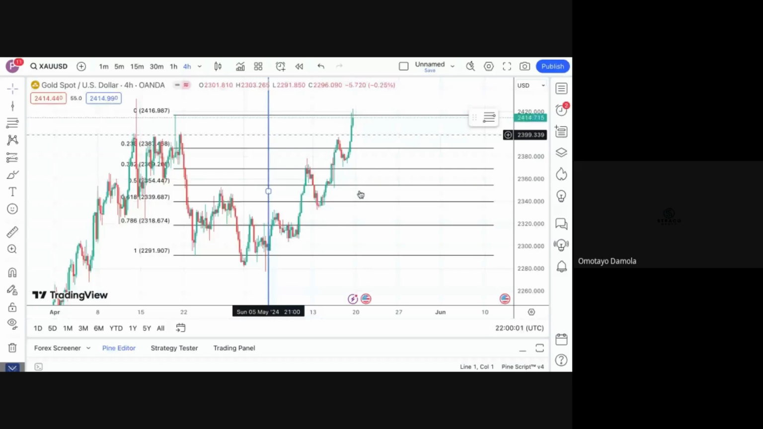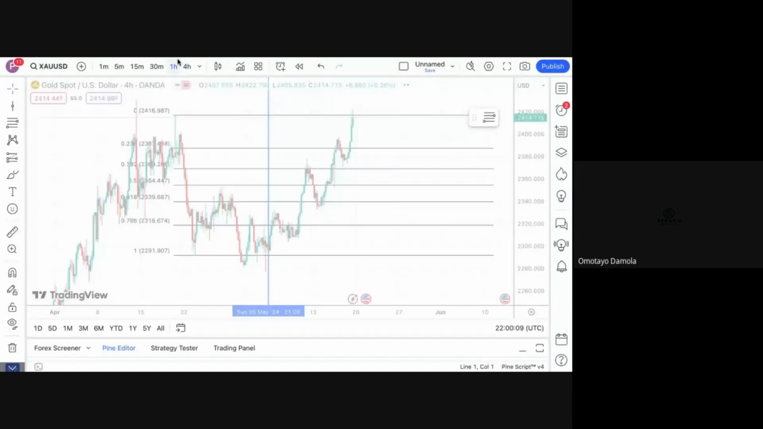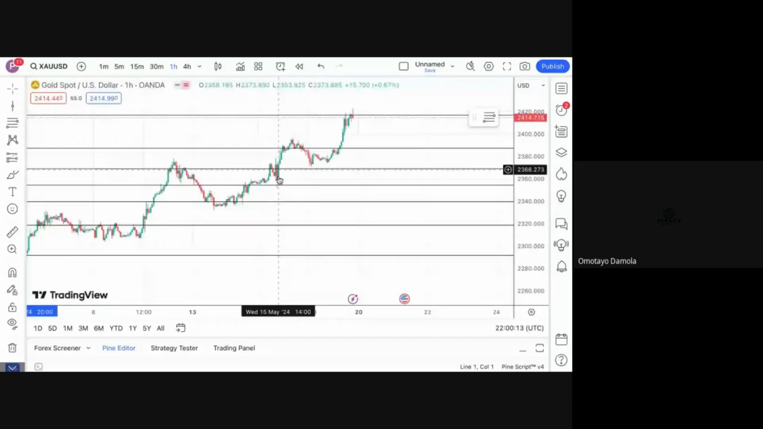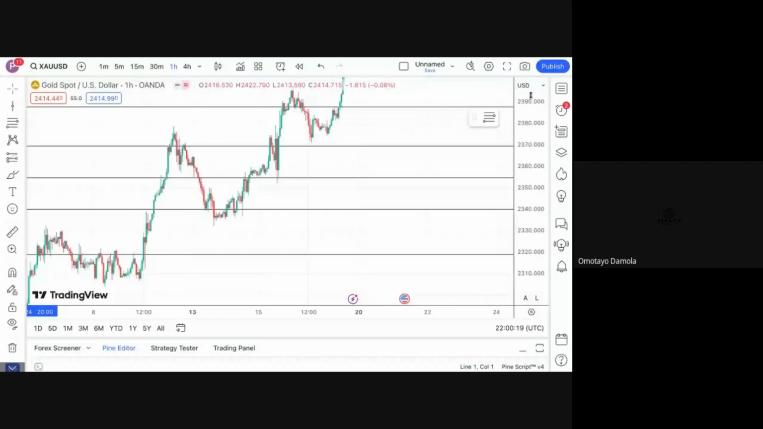Because trust me, you can see that this price was going up and it sharply went down. Let me switch to the 1 hour chart. You can see that price sharply went down before going back up. This is just manipulation and it is news. That's where fundamental comes into play. What you see here is manipulation.